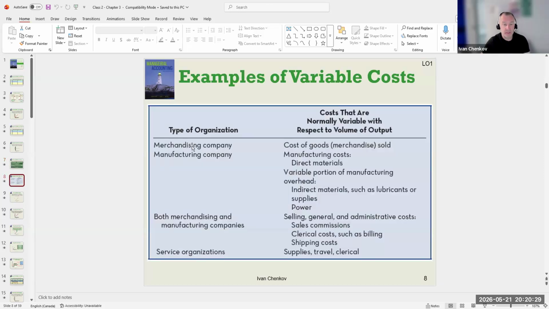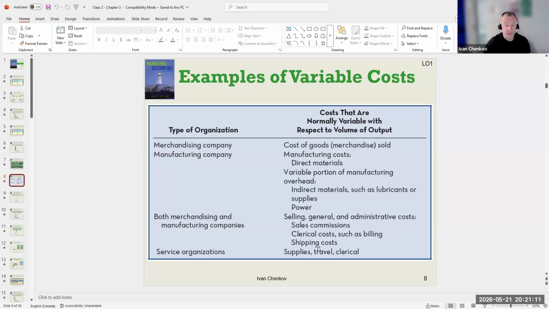So based on the type of organization: for a merchandising company, the cost of goods sold of the merchandise is going to be the variable cost. For a manufacturing company, direct material will be a variable cost. Direct labor as wages is going to be a variable cost. A variable portion of manufacturing overhead, such as power, lubricants, and supplies, will be variable cost. Both merchandising and manufacturing companies will have selling and general administrative costs, which include sales commissions. The more they sell, the more you have to pay. The less you sell, the less you have to pay.